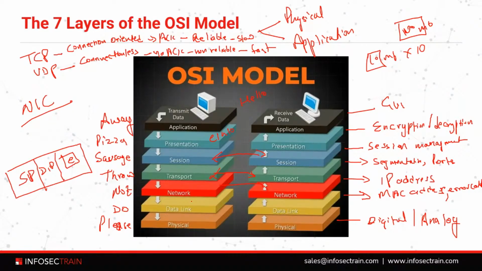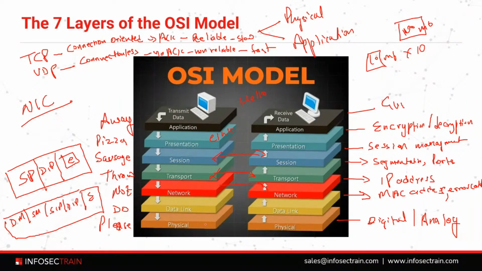right? Then that packet will be sent to the data link layer. The data link layer will add destination MAC address and source MAC address to the packet, right? This is called a frame. This frame will be sent to the physical layer.